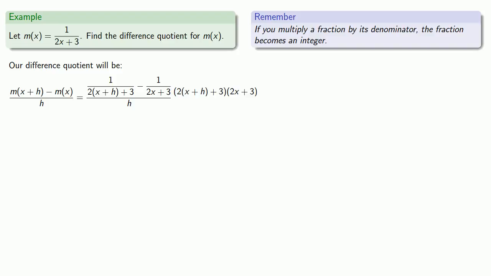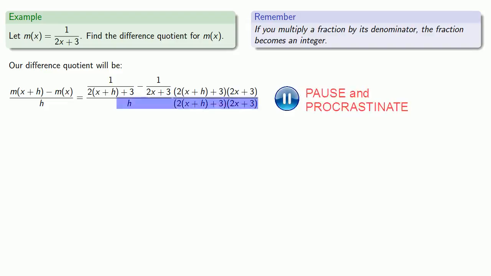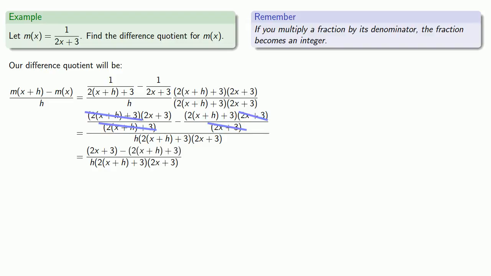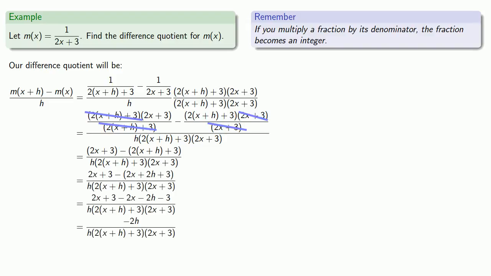So we'll buy a 2 times x plus h plus 3 times 2x plus 3, and we'll pay for it by dividing by the same quantity. And again, let's procrastinate efficiently. The denominator is a product, so let's leave it in that form. On the other hand, the whole reason behind multiplying the numerator by this frightening mess is to get rid of the fractions. So let's multiply by the fractions, then simplify. Then expand and combine like terms. And now our numerator is also a product, minus 2 times h, so we can cancel out the common factors and get our final expression of the difference quotient.